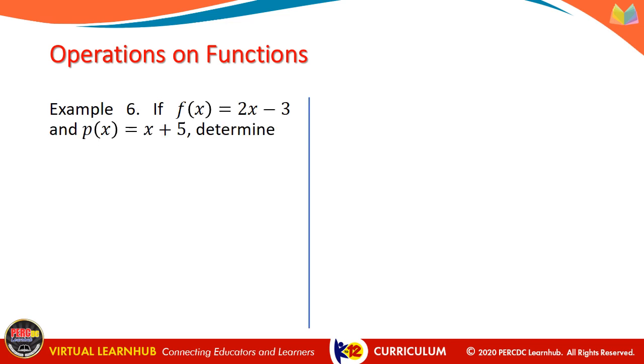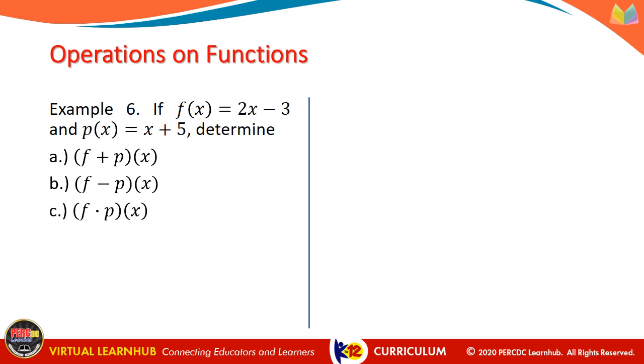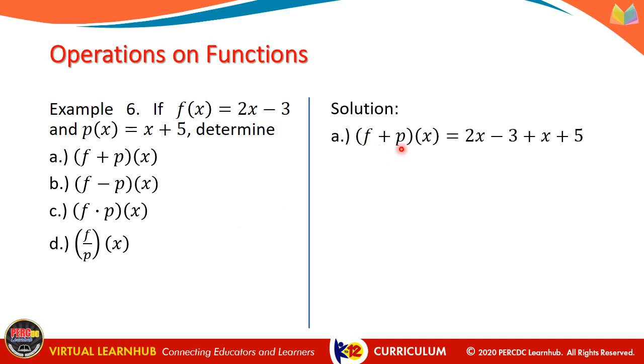Example number 6. If f of x is equal to 2x minus 3 and p of x is equal to x plus 5, determine letter A, f plus p of x, letter B, f minus p of x, letter C, f times p of x, and letter D, f divided by p of x. Our solution would be for letter A, f plus p of x is equal to 2x minus 3, that is our f of x, plus x plus 5, that is our p of x.